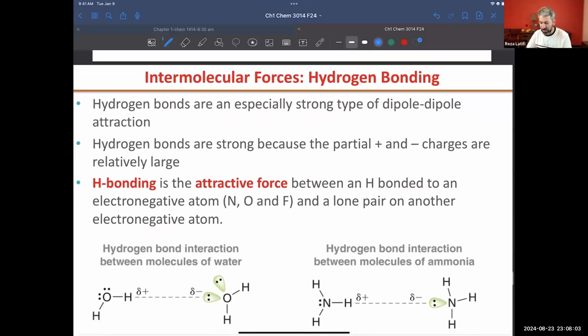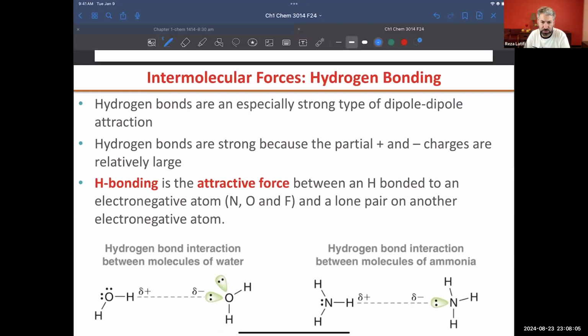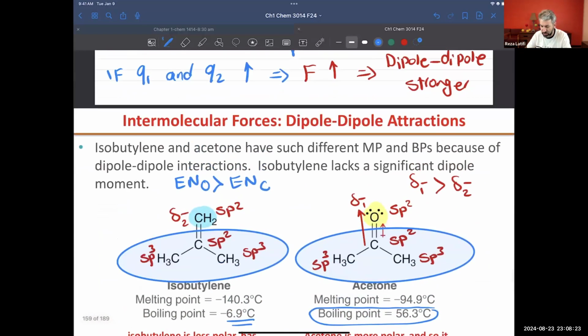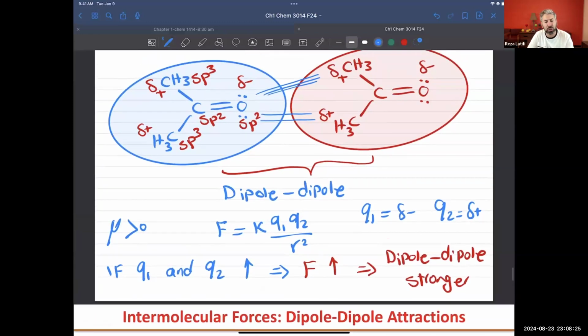The next force that I'm going to talk about will be hydrogen bonding. And what's hydrogen bonding? Hydrogen bonding is a dipole-dipole interaction, but an extreme version of dipole-dipole. What do I mean by extreme version? How do we get a strong dipole-dipole interaction? In order to get strong dipole-dipole interaction, let's go back. We said we need to have Q1 and Q2 to be big positive and negative charges. So anything that increases Q1 and Q2 will make the force stronger.